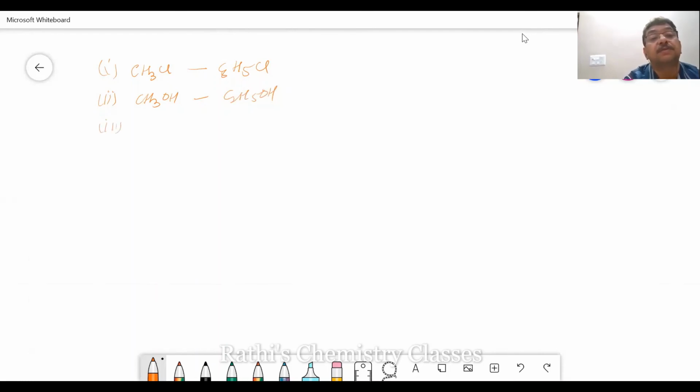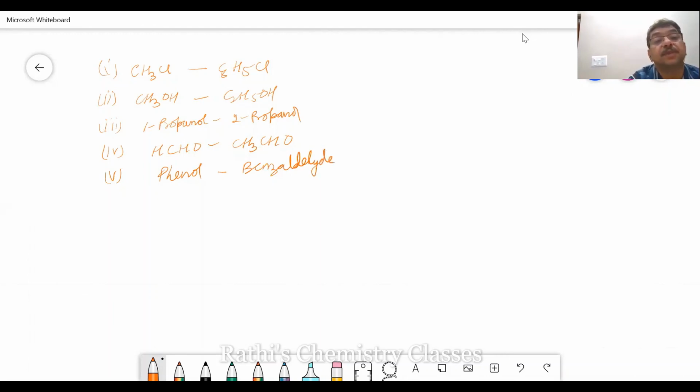Third one, 1-propanol, 2-propanol. Fourth is formaldehyde and acetaldehyde. Fifth, that is phenol and benzaldehyde. Next, benzoic acid and benzaldehyde.